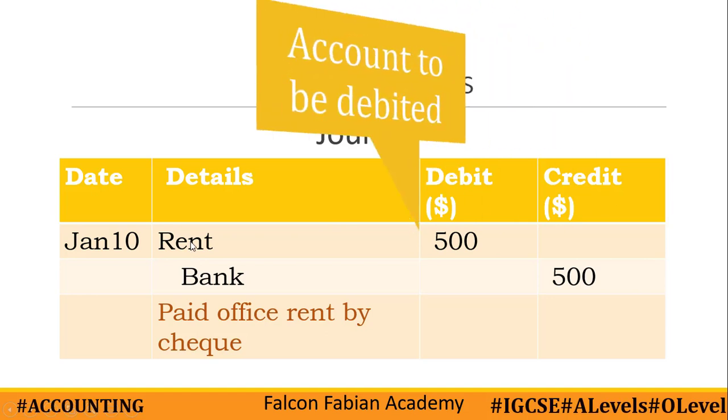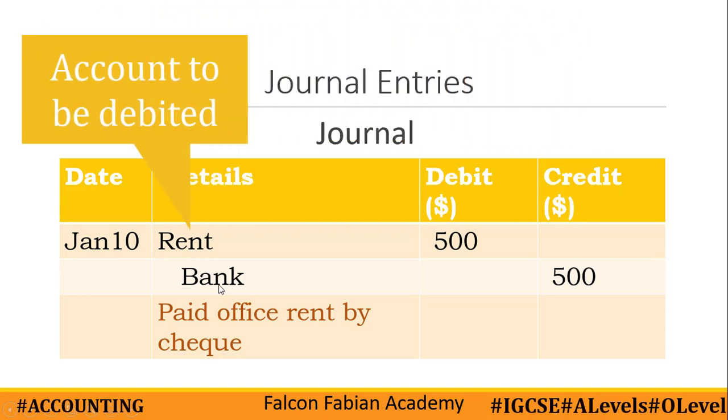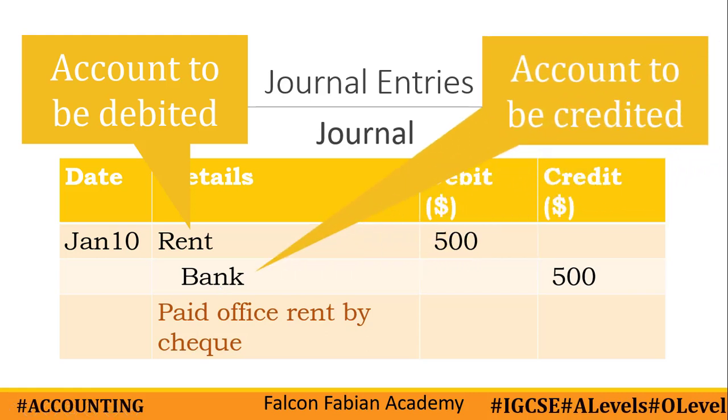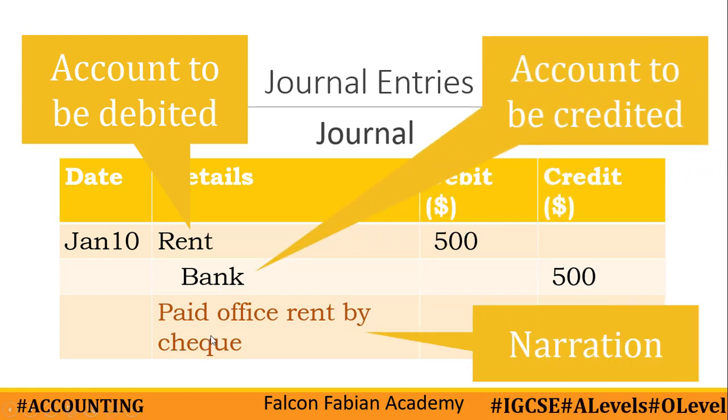First, you write the name of the account that needs to be debited. Then in the second line, you write the name of the account that needs to be credited. And in the third line, you write a brief description about the journal entry. This is called the narrative.